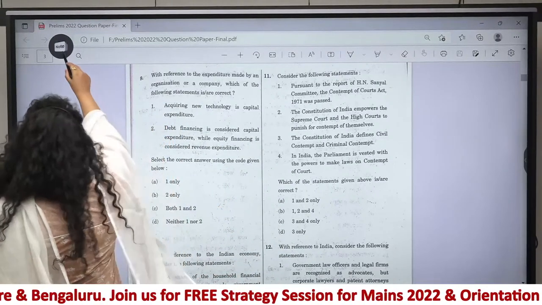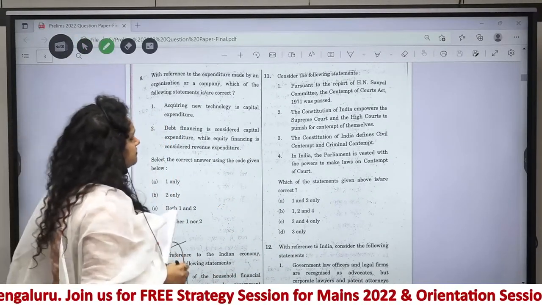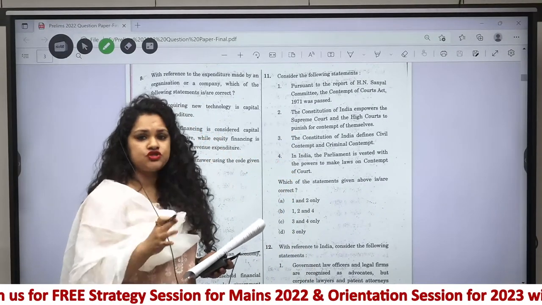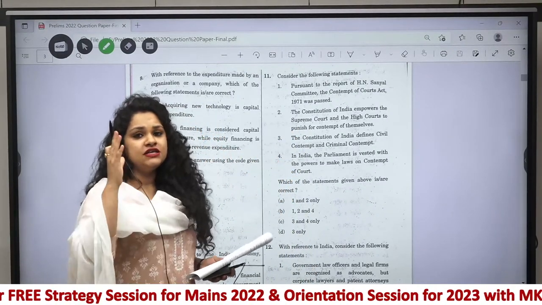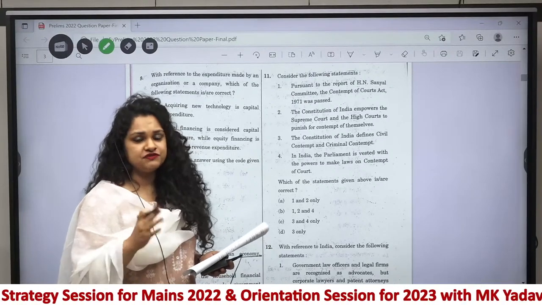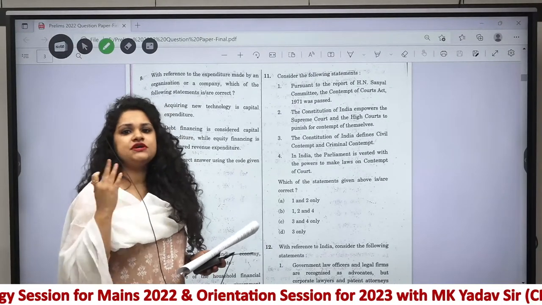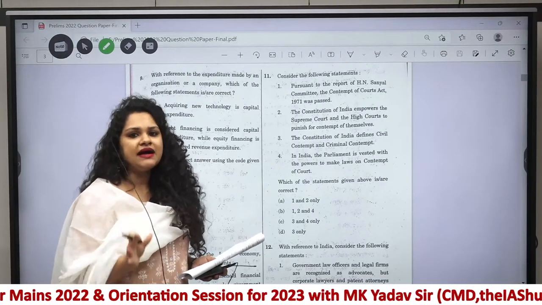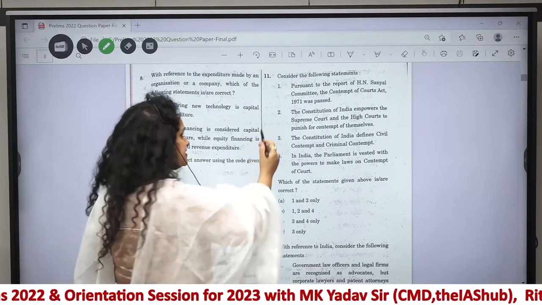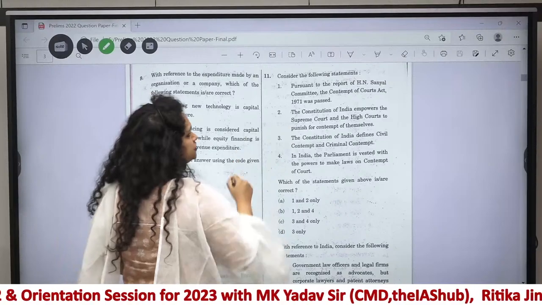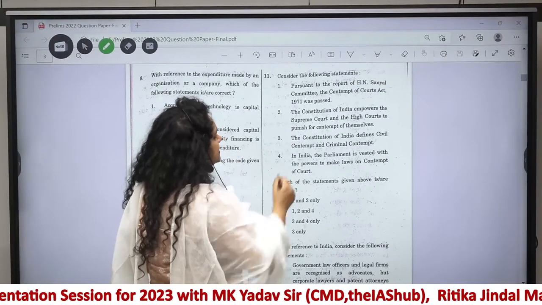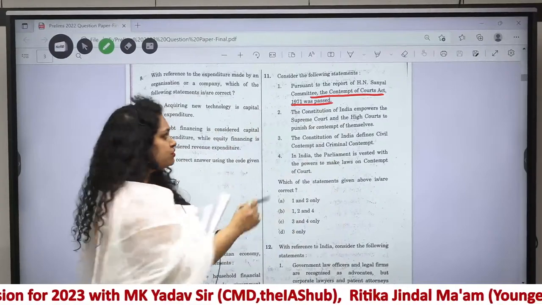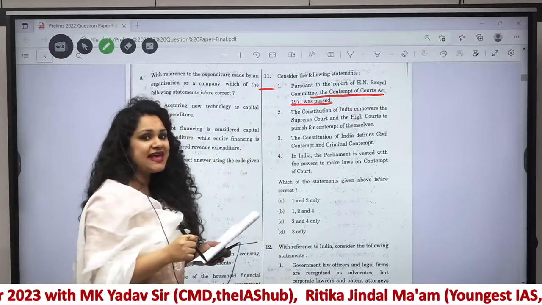The first question we see is the 11th. Consider the following statements. In every question, and I'm sure you would have mastered this by now, you need to work with elimination first. Skip the statements that you are unsure of, moving down towards statements that you might recognize as familiar. So let's look at it here. Pursuant to the report of H.N. Sanyal Committee, the Contempt Act was passed. Even if you don't know this, park it for a while and move on to the next statement.